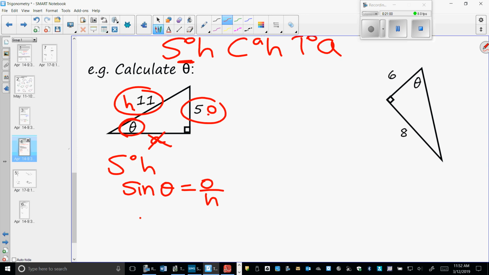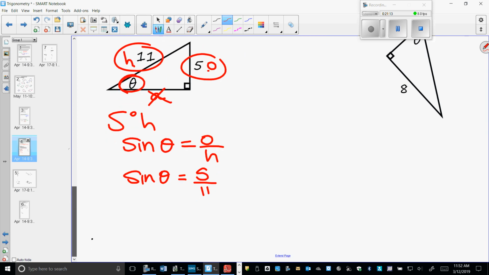So sine of theta is equal to which values? 5 over 11. Is this okay? We follow it? Yes. What am I going to do now to find theta? Sine minus 1 bracket 5 over 11.